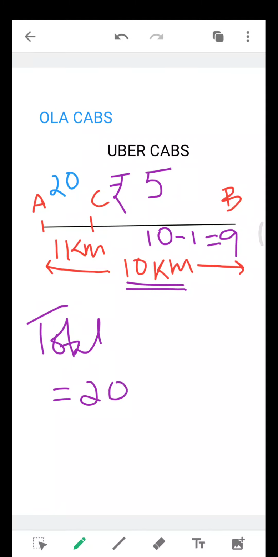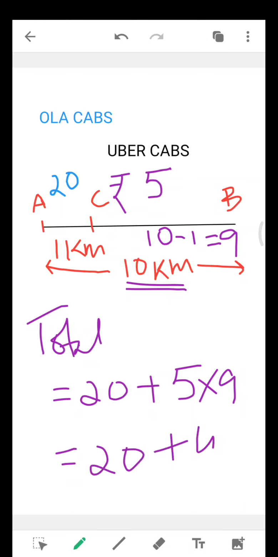First he has to pay 20 rupees for 1 kilometer, then he has to pay 5 rupees per kilometer. So for 9 kilometers he has traveled, 9 times 5 is 45. So 20 plus 45, his fare will be 65 rupees. This is the way the fare is charged.